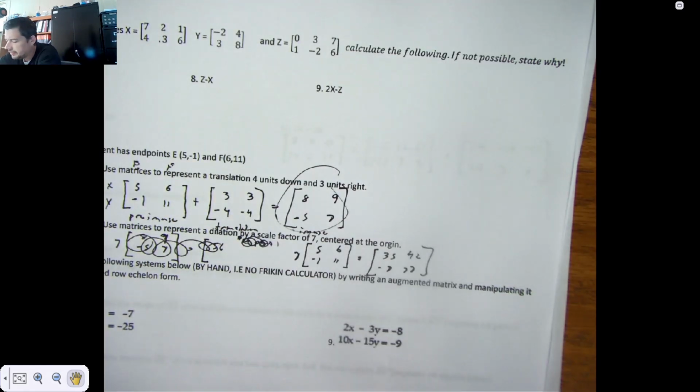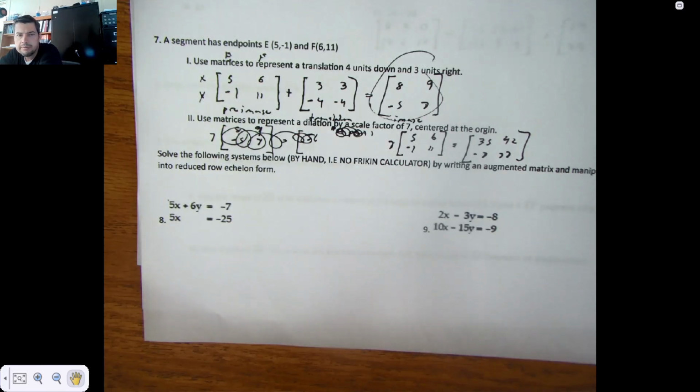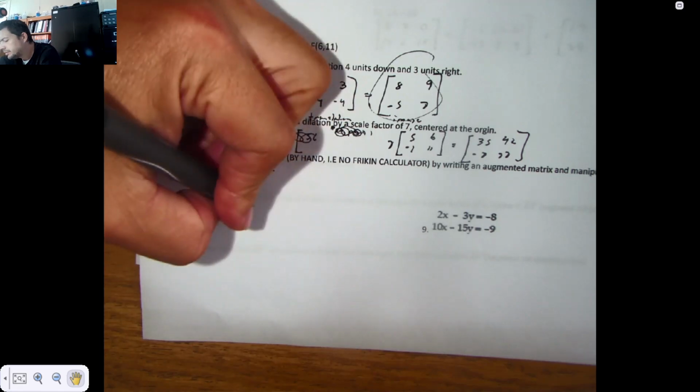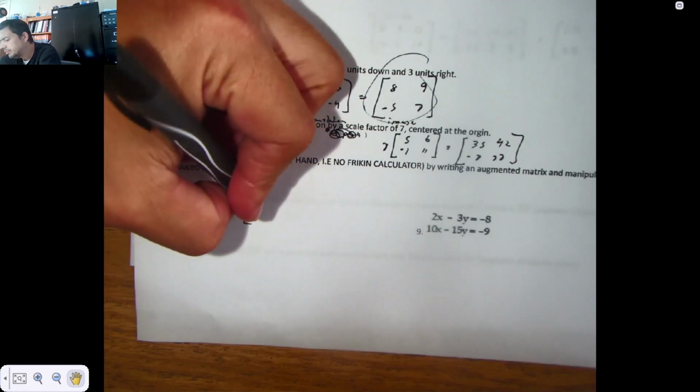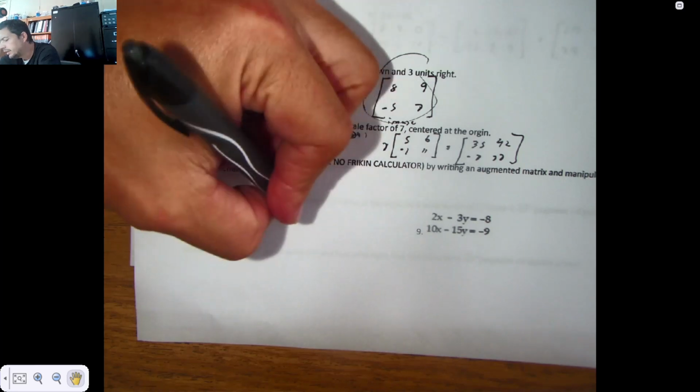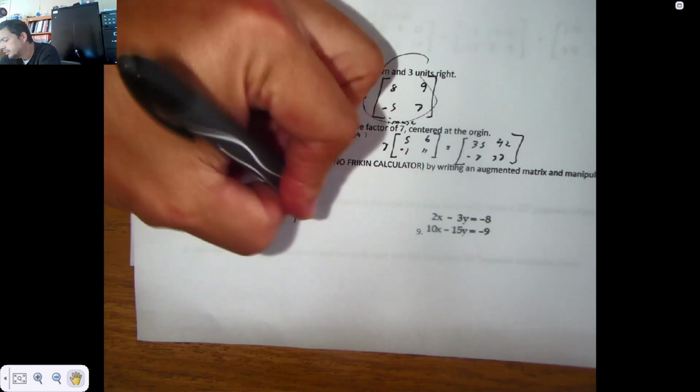Let's see here. The fun part of this stuff is actually 9 and then stuff on the back. And I'll do number 8. Shouldn't be too bad. It's actually really, really easy. My augmented matrix, and I'm actually going to move this equation up. It'll be 5, 0, -25, 5, 6, -7.